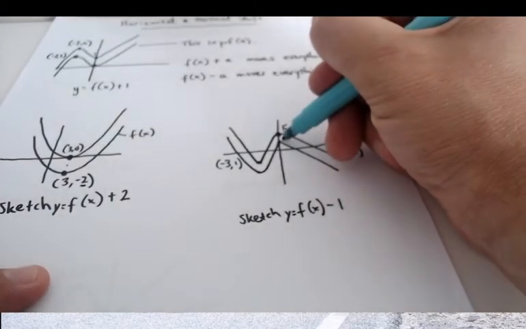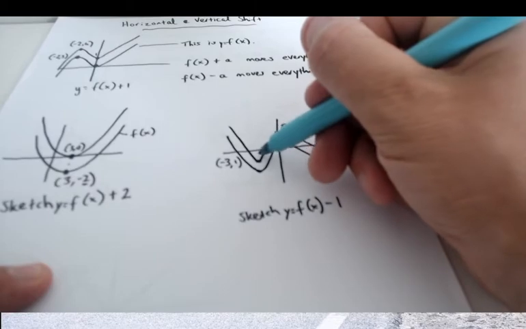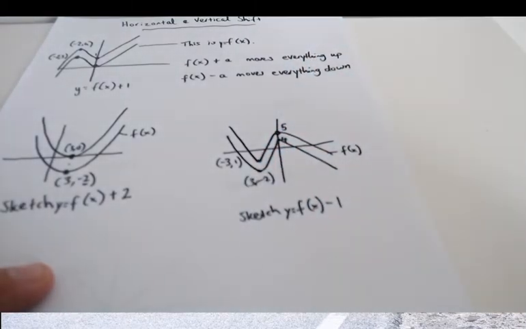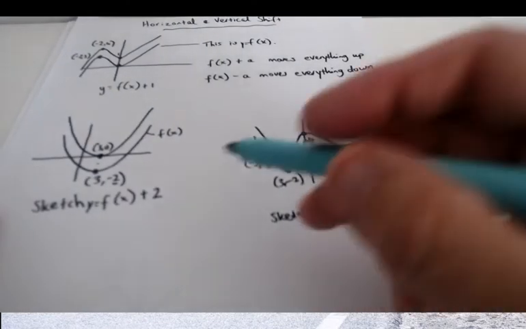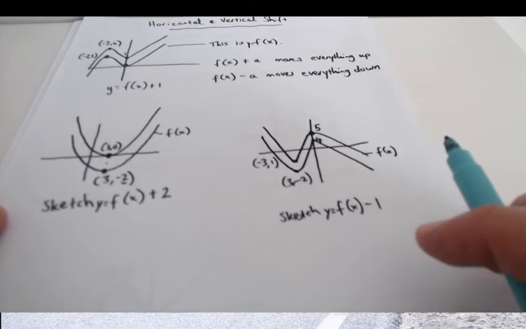Write in what your points are. Well, that was at 5, move down 1, it's going to be at 4. This one, it was 3, minus 1, move down another 1, it would be 3, minus 2. So that is what happens when we put an add or a takeaway number after the f of x. It moves everything up or down.